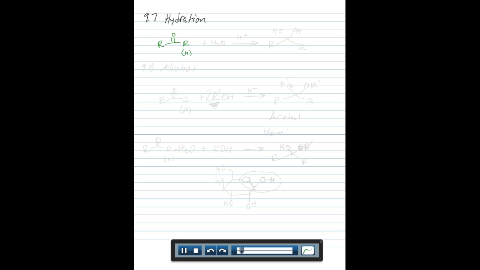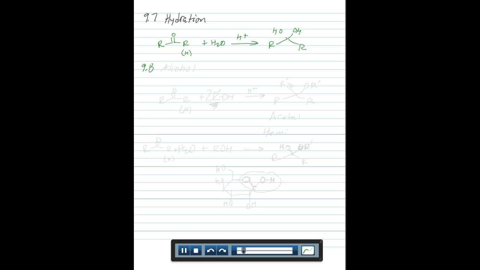Again, ketone or aldehyde. You're going to be adding water as your nucleophile in the presence of acid, and you form this compound. All right, you get two OH groups.